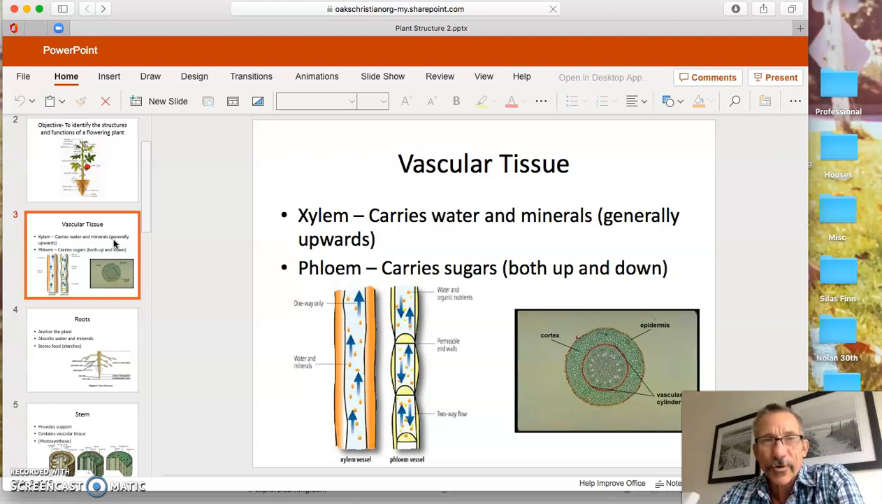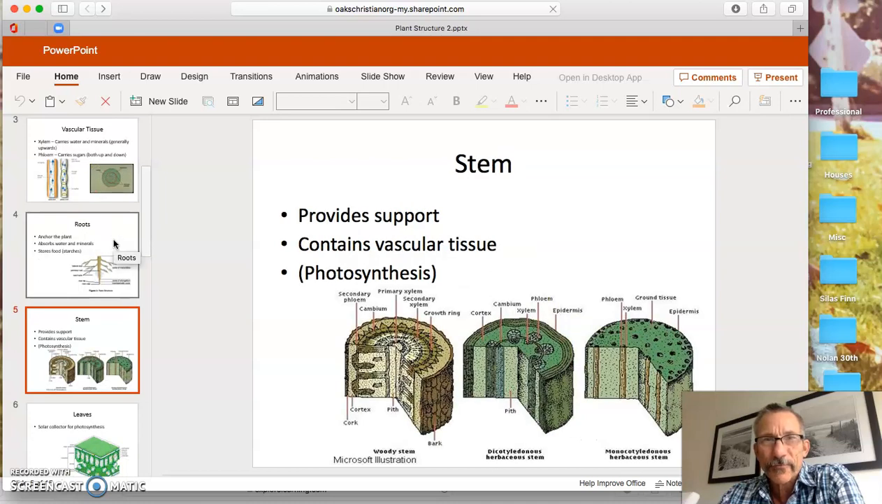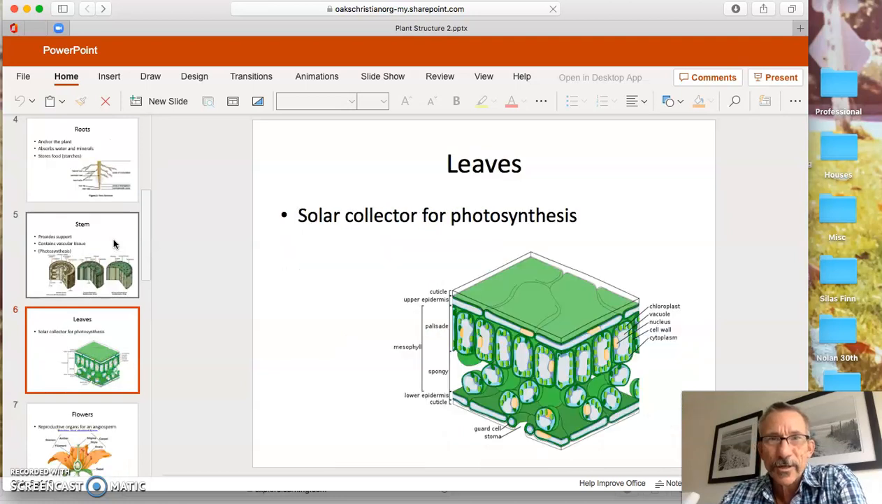We got the xylem and the phloem carrying water, minerals, sugars, and so on up and down the plant, and the roots anchoring, absorbing, and also sometimes great food storage containers. The stem providing support and carries most of the tissues. Also can be a food source. Things like celery, parts of broccoli, things like that are stems that we eat.